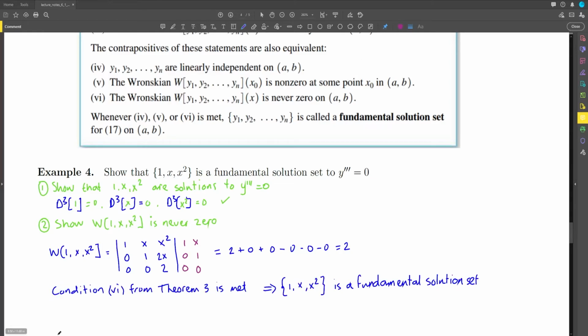So the conclusion, or another way of thinking of this, is that any solution to y triple prime equals 0 has the form C1 plus C2 x plus C3 x squared.